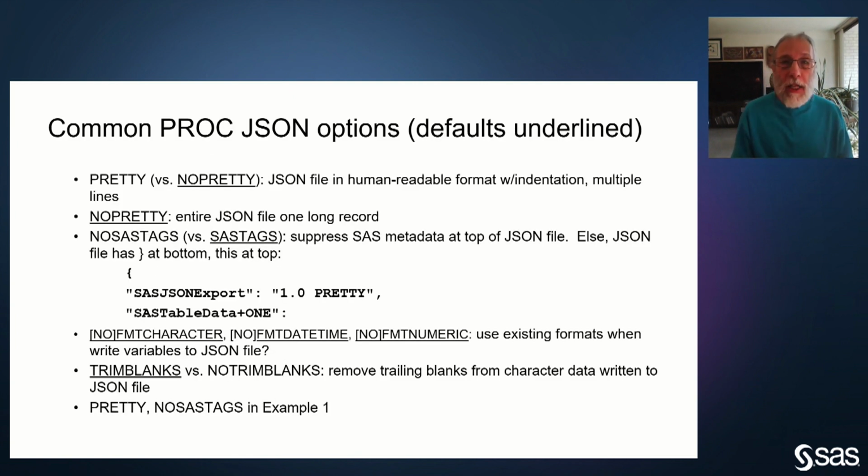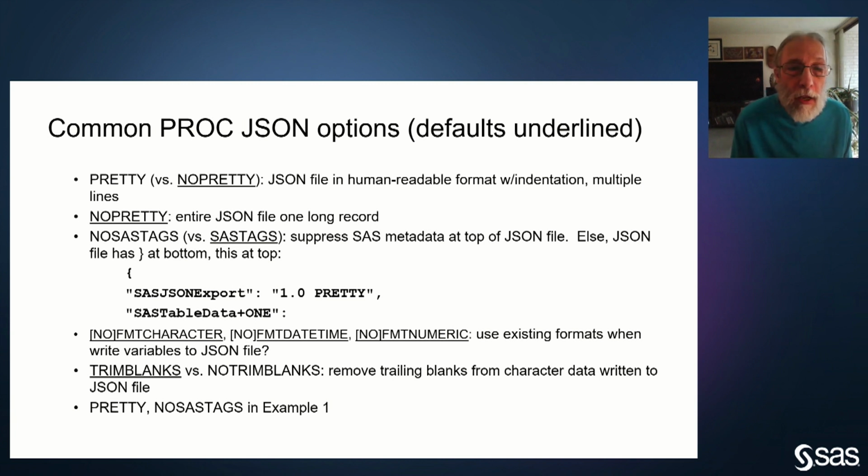Now, let's look at some common JSON options, and I've underlined the defaults to make it readable. We use pretty. Nopretty, which is the default, means it just shows the entire JSON file on one continuous line instead of breaking it up nicely. Sastags, which is a default, means you get metadata as shown here: a curly brace followed by a couple of lines of information at the top and a curly brace at the bottom. Nosastags, which I'm going to use in most of the examples, takes away that metadata, suppresses it.